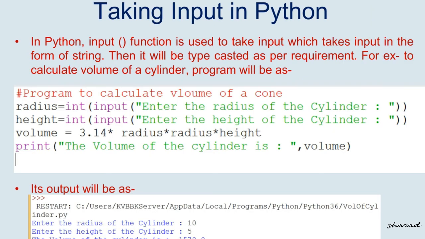In Python, the input function is used to take input, which takes input in the form of a string. But if you want to change the type of the data that we take as input, then you can do typecasting. It will be typecasted as per the requirement. For example, if you want to calculate the volume of a cylinder, int, in the bracket we will type input, in the bracket we will write enter the radius of the cylinder. So now we are taking the input from the user which will be converted into the integer data type. Similarly, we will let the user enter the height. Then we will apply the formula volume is equal to 3.14 into radius into height. Then we will print the volume of the cylinder.